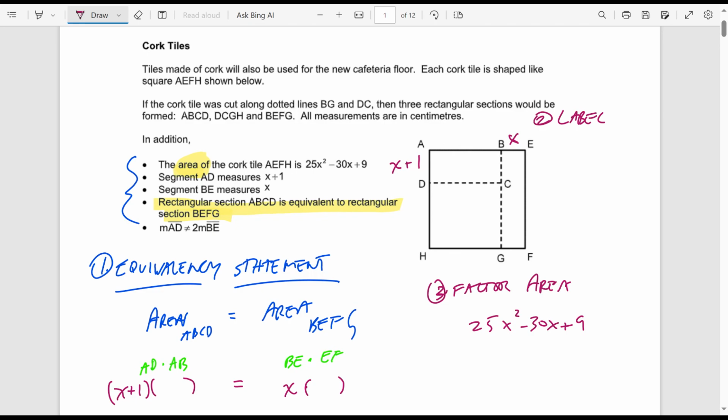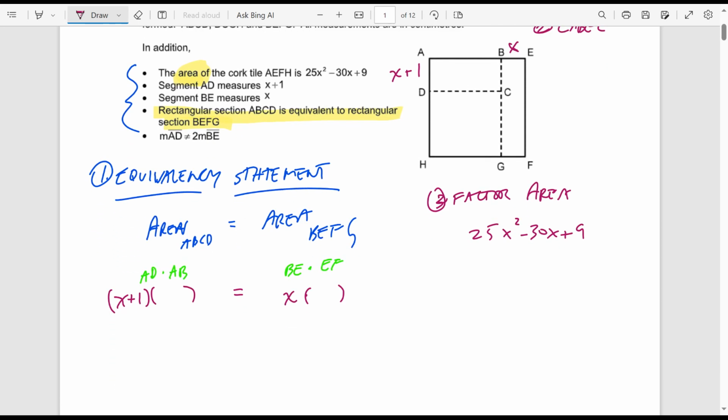Each quartile is shaped like a square. So that means we don't have to think about it. I already know AH and AE have to be at least 5x. I don't need 5x plus 3 squared. I don't need to think too long and hard about it. If it tells me it's a square, that means it's a perfect square, meaning the factored answer is just 5x plus 3. If you went through the long way, are you wrong?